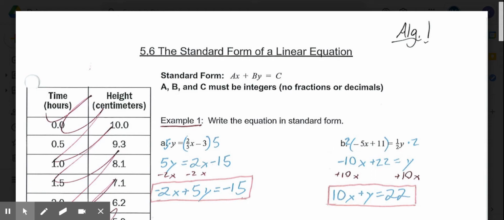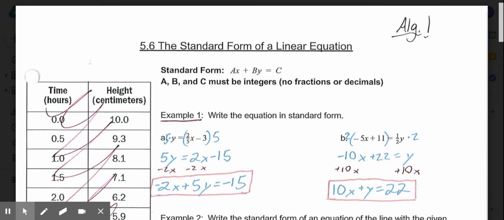So the question is, how do we go into that equation if we're already in something like slope-intercept form where our slope is a fraction? How do we undo the fraction and then write our equation for standard form? So we're going to look at that in example 1.